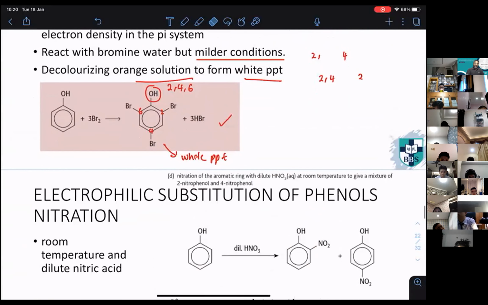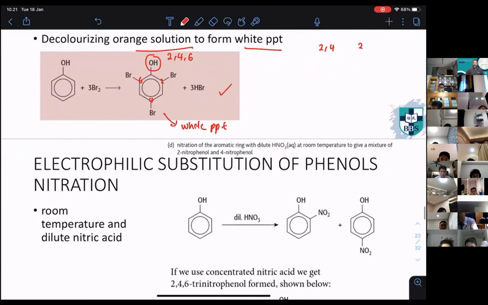It's very reactive, basically, phenol. I'll just put down over here: phenol is more reactive. Even more reactive than methyl benzene. Methyl also donates electrons, but for phenol, the OH will donate more, so they are going to be more reactive.